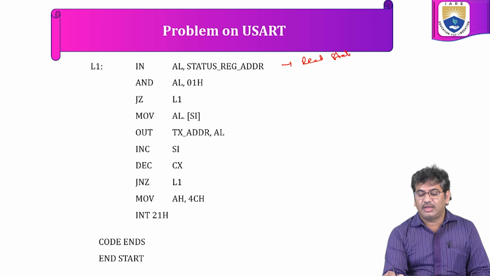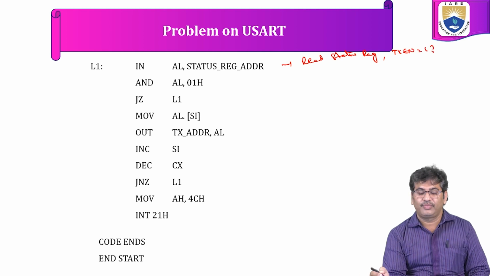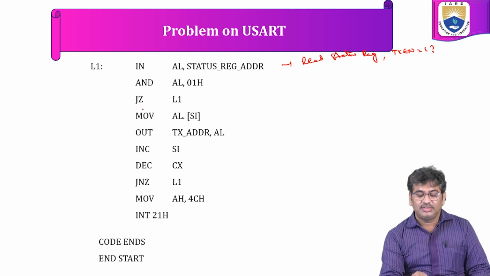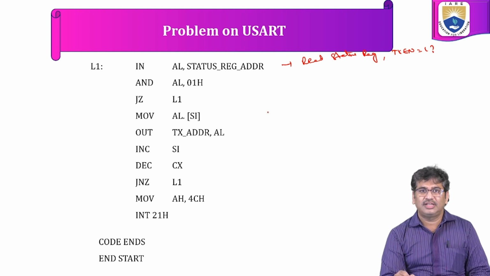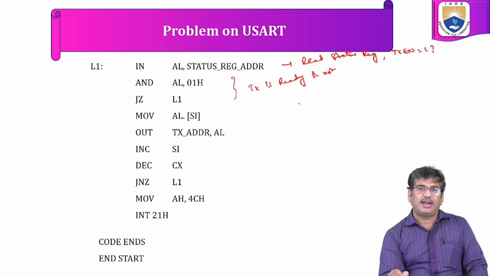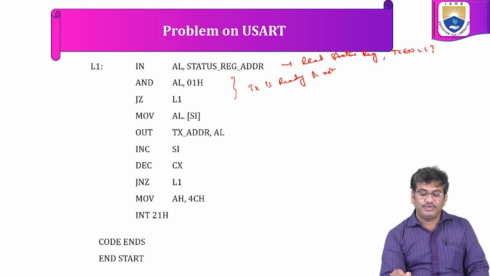Read the status register, for the purpose of checking whether the transmitter is enabled or not. For checking this, we are going to AND the AL contents with 1. JZ, go for loop 1, that means it is not ready. So this is for checking whether the transmitter is ready or not. For checking the status of the transmitter, whether it is ready for transmission, we use these instructions. This loop will be iterated until the transmitter is ready.